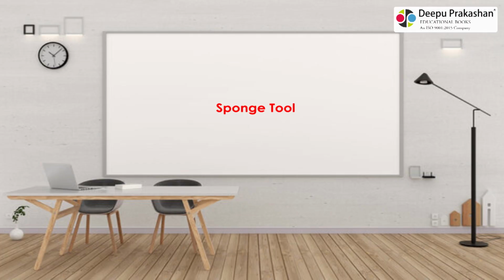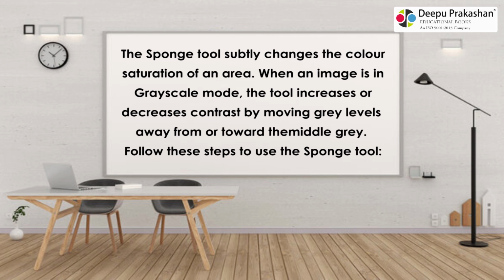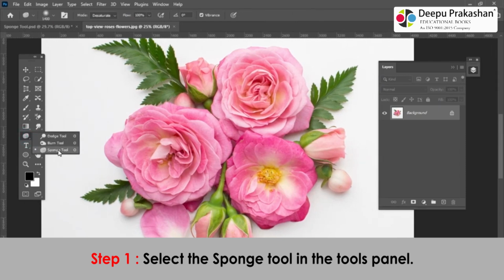Sponge tool. The Sponge tool subtly changes the color saturation of an area. When an image is in grayscale mode, the tool increases or decreases contrast by moving gray levels away from or toward the middle gray. Follow these steps to use the Sponge tool. Step 1. Select the Sponge tool in the Tools panel. Step 2. In the options bar, set the following.